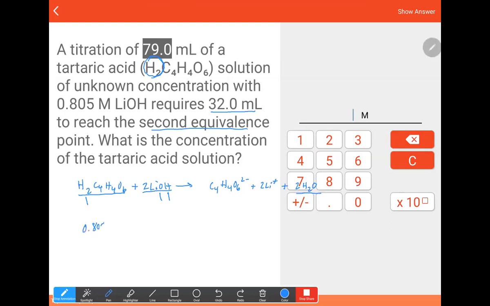So we have 0.805 moles per liter times liters to get into moles. Here we have milliliters. We need to divide that by 1,000. 0.032 liters. 0.805 times 0.032, 0.02576 moles lithium hydroxide. Now we see from our equation that there's 2 moles to every 1 mole of our acid.